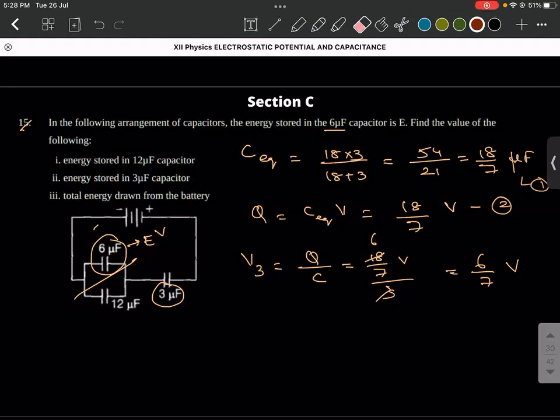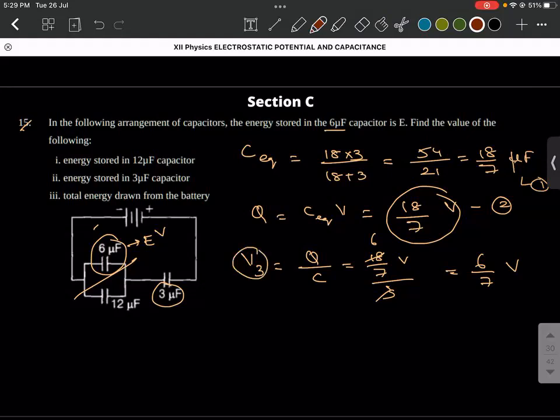That is right. So let me explain what has actually happened. Whenever you have these kinds of problems, the first thing you need to do is find the equivalent capacitance. Once you find the equivalent capacitance, mostly you will find the charge. We know that charge across capacitors in series is the same. So the combined charge across 6 and 12 should be equal to 18 by 7 times V, and the charge across 3 microfarad should also be 18 by 7 times the total voltage that is being supplied.